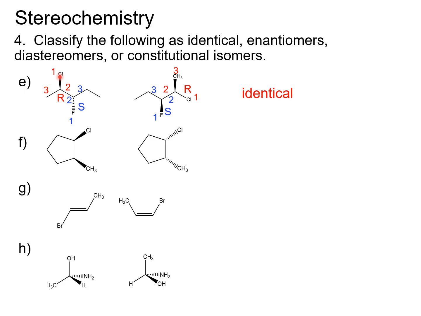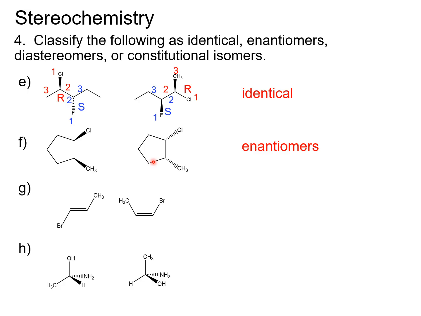Next one, you think I would assign R and S in order to match these? Same strategy as I did in that first one, right? Remember, I didn't care what the configuration is. It's not asking me to assign R and S. It's saying, what's the relationship here? So I'd say whatever the configuration is at this position, it's switched. Whatever the configuration at this position, it's switched. Both of those switched. Those are enantiomers.